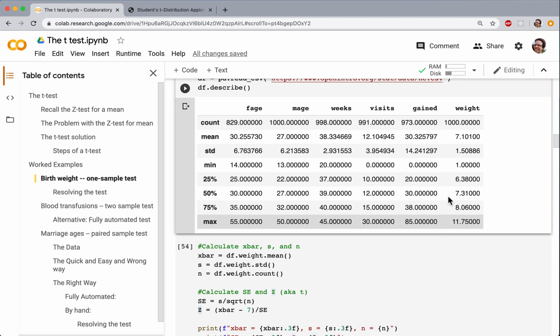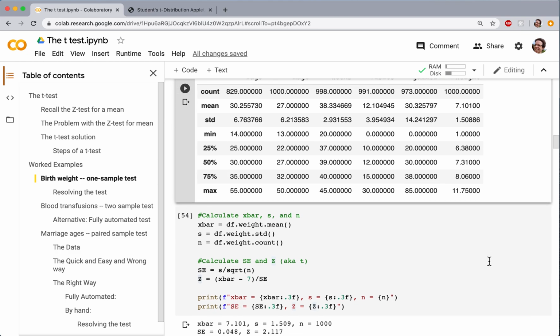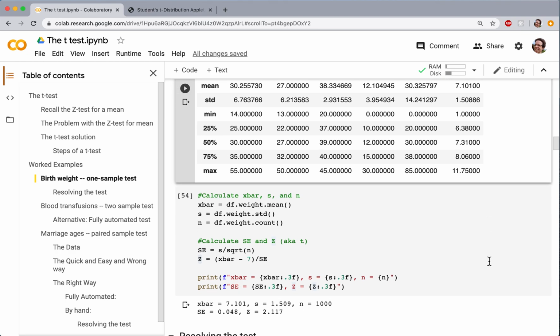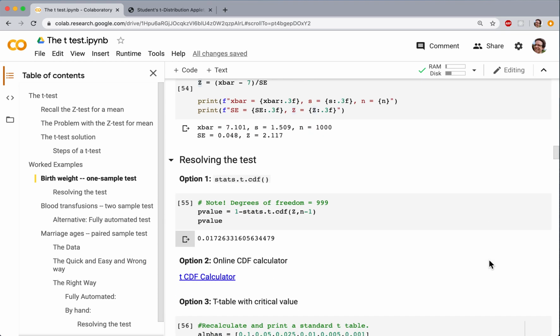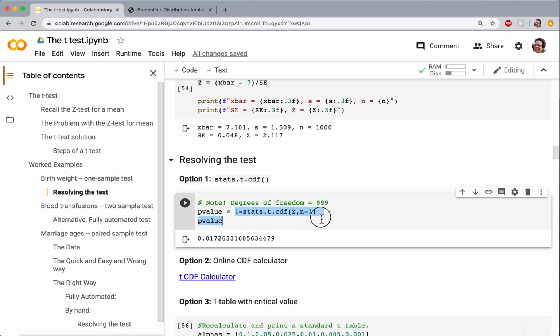we can say that it is statistically significant, this effect. That basically means the effect is real. That's not the same as describing whether the effect is really very important. Okay, so that's one way we could resolve it using stats.t.cdf.